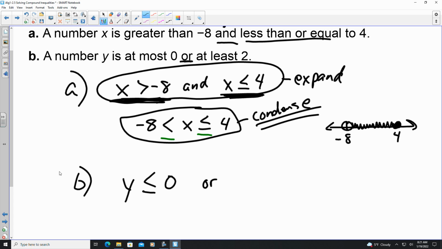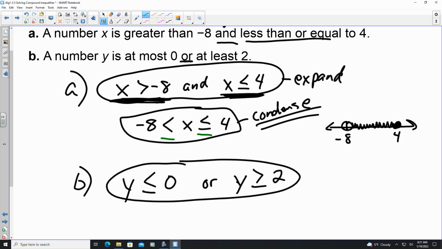We said it was an or statement. That means also y is at least 2. Can it be 2? Yes. So we get an equal sign on the bottom. At least means, can it be larger? Yes. So that means it is greater than 2. So y is less than or equal to 0, or y is greater than or equal to 2. All right, so this, again, is my expanded version of the or statement. And then for some reason, this one is the most commonly used form for answering or statements.